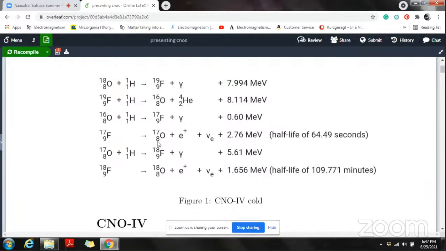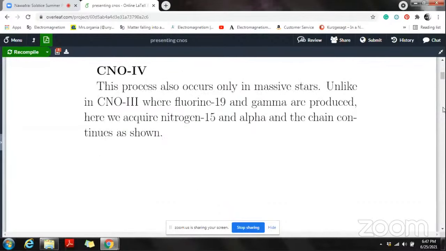This oxygen 17 is then combined with a hydrogen to form fluorine 18, a gamma, and 5.61 mega electron volt energy. This fluorine 18 has a half-life of 109.771 minutes, and then it decays and forms oxygen 18 plus a positron and a neutrino, and some energy is released. So this is the process of CNO4.